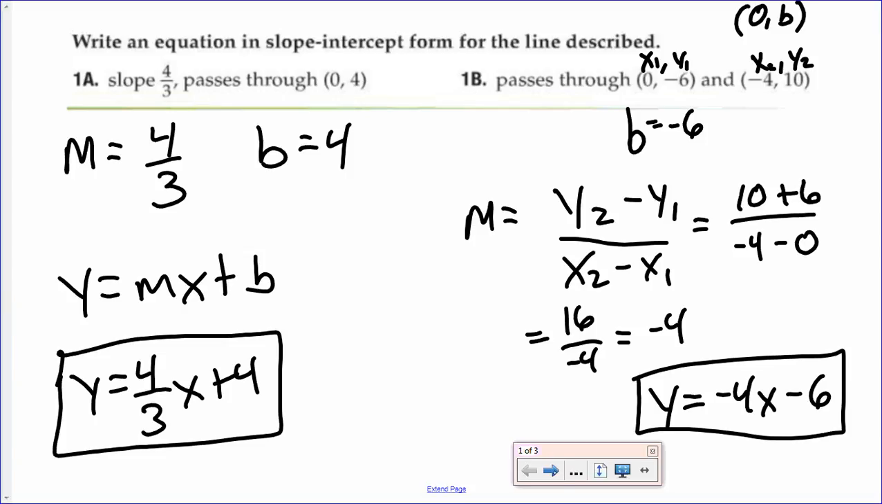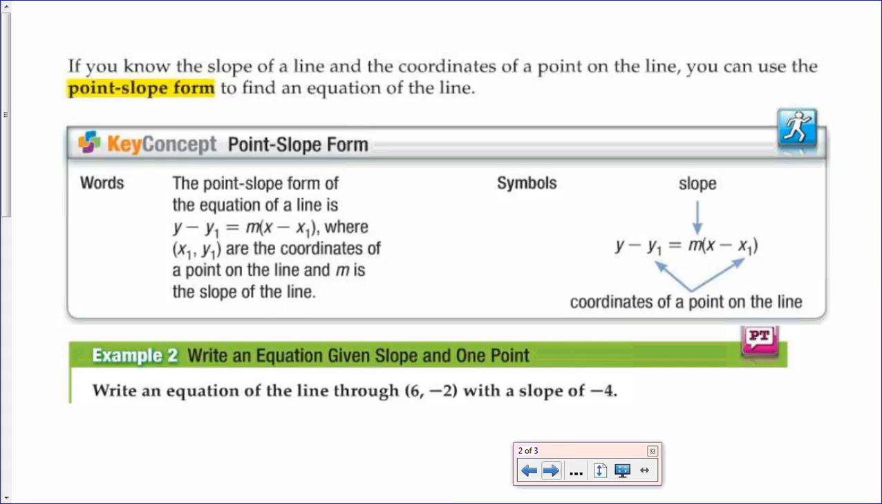Okay, going to go ahead and move on. Now we're talking about our second form of an equation of a line, and that is point slope form. The point slope form of the equation of a line is y minus y1 equals m times x minus x1, where x1 and y1 are the coordinates of a point on the line, and m is the slope of the line.